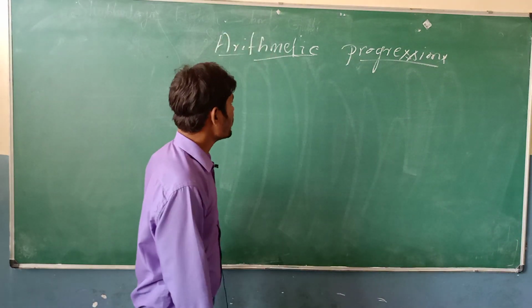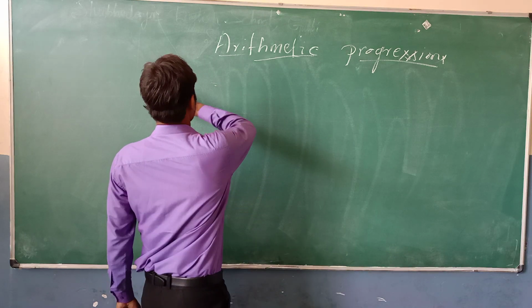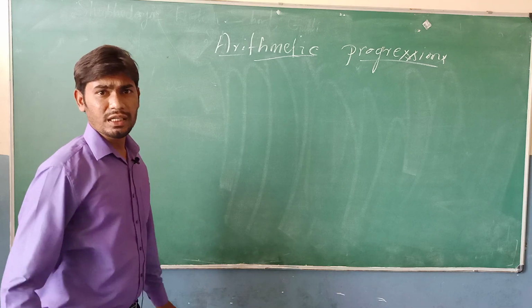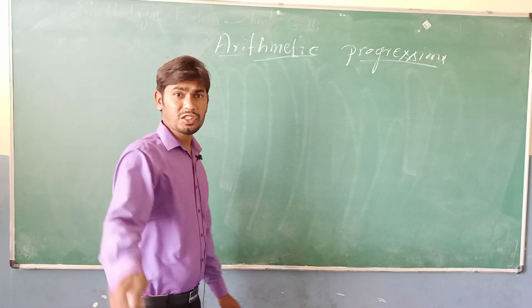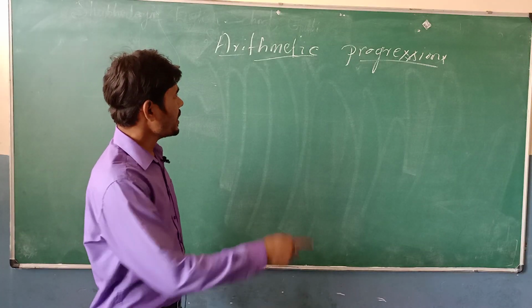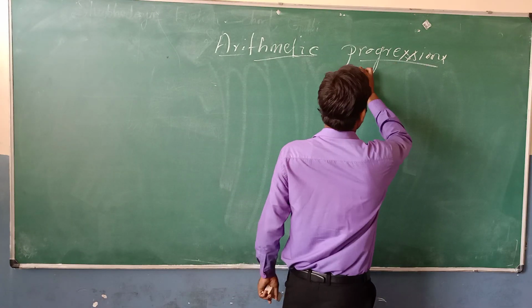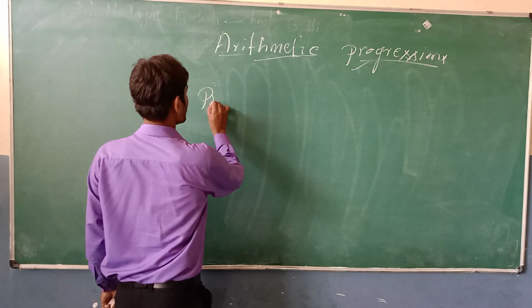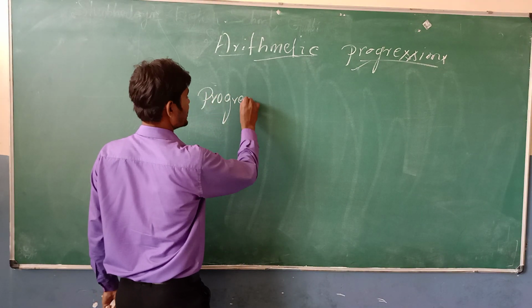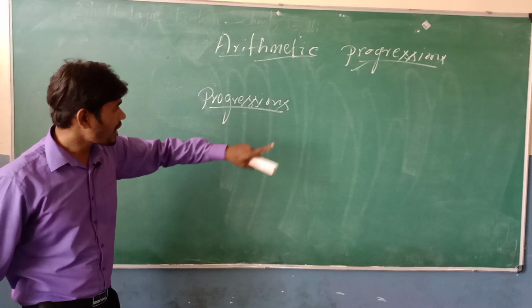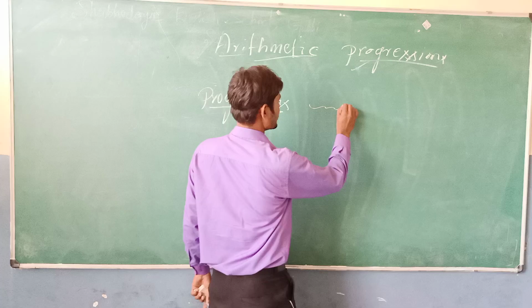First, we already know what arithmetic is. Arithmetic is nothing but the study of numbers, or the study of the number system. We call it arithmetic. Here we look at the word progressions. What is a progression? Progressions are also called sequences.